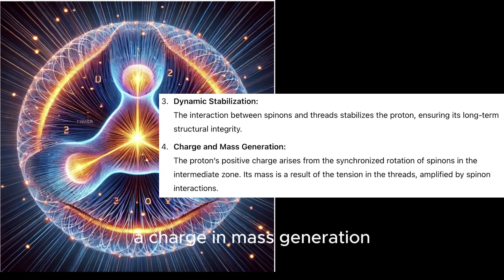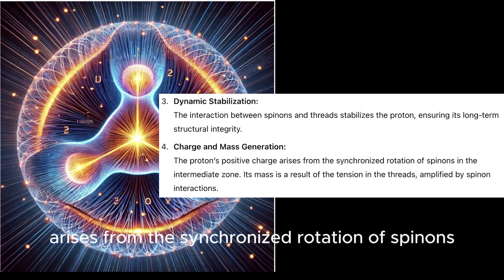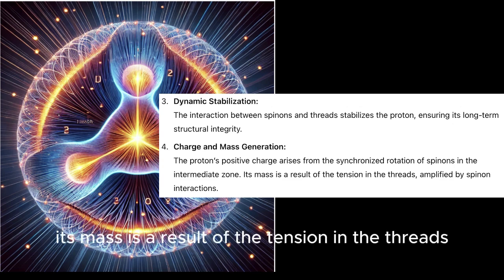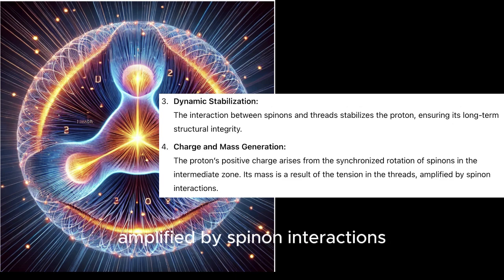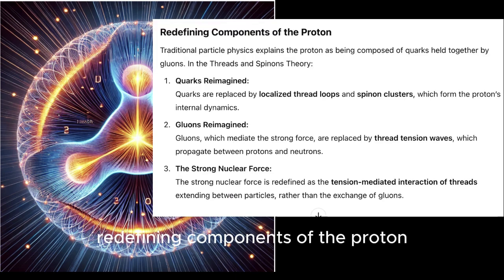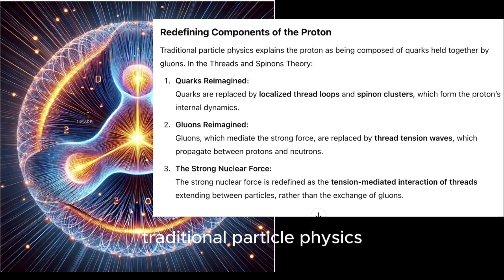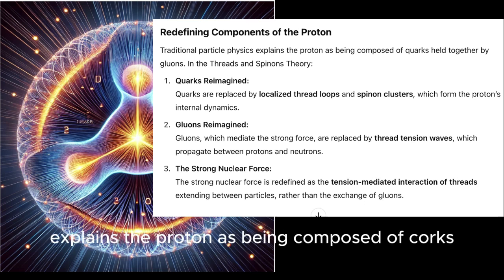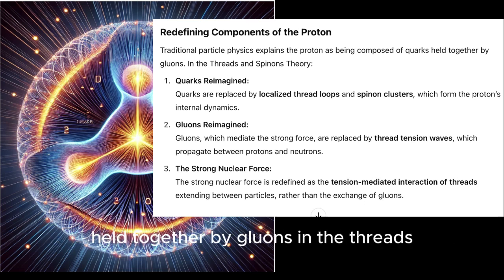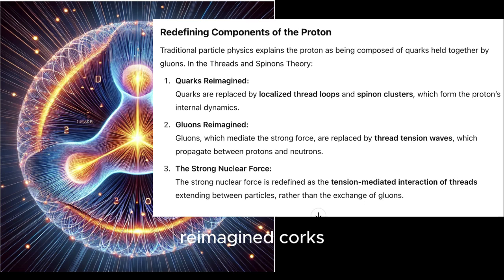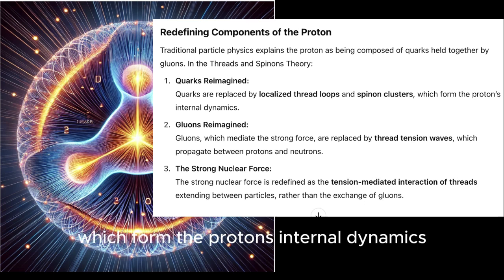Charge and mass generation. The proton's positive charge arises from the synchronized rotation of spinons in the intermediate zone. Its mass is a result of the tension in the threads, amplified by spinon interactions. Redefining components of the proton. Traditional particle physics explains the proton as being composed of quarks held together by gluons. In the Threads and Spinons theory, quarks are reimagined. Quarks are replaced by localized thread loops and spinon clusters, which form the proton's internal dynamics.